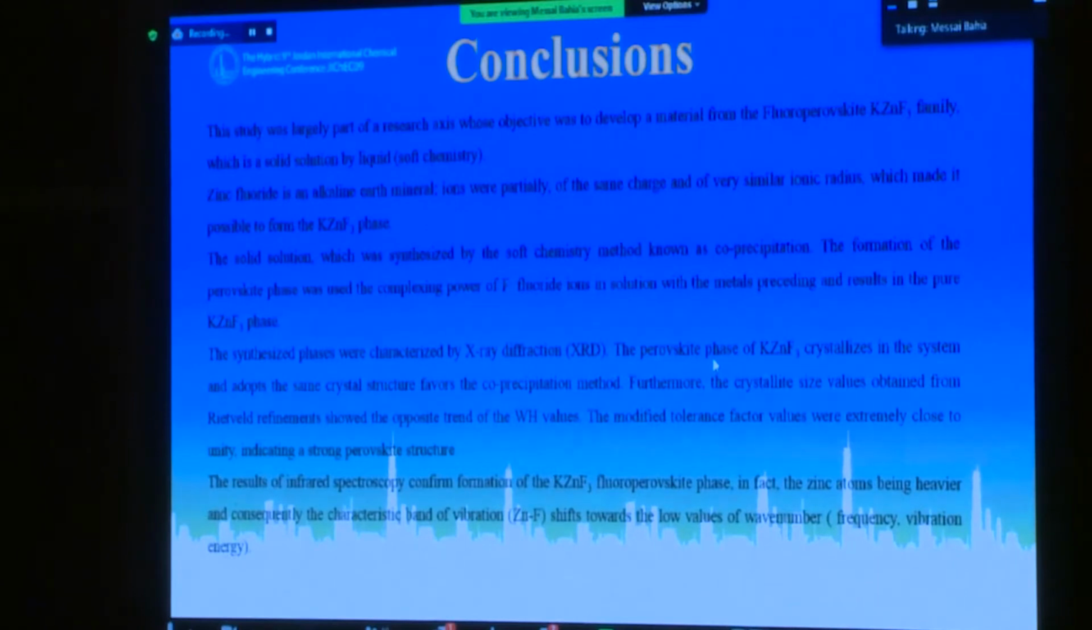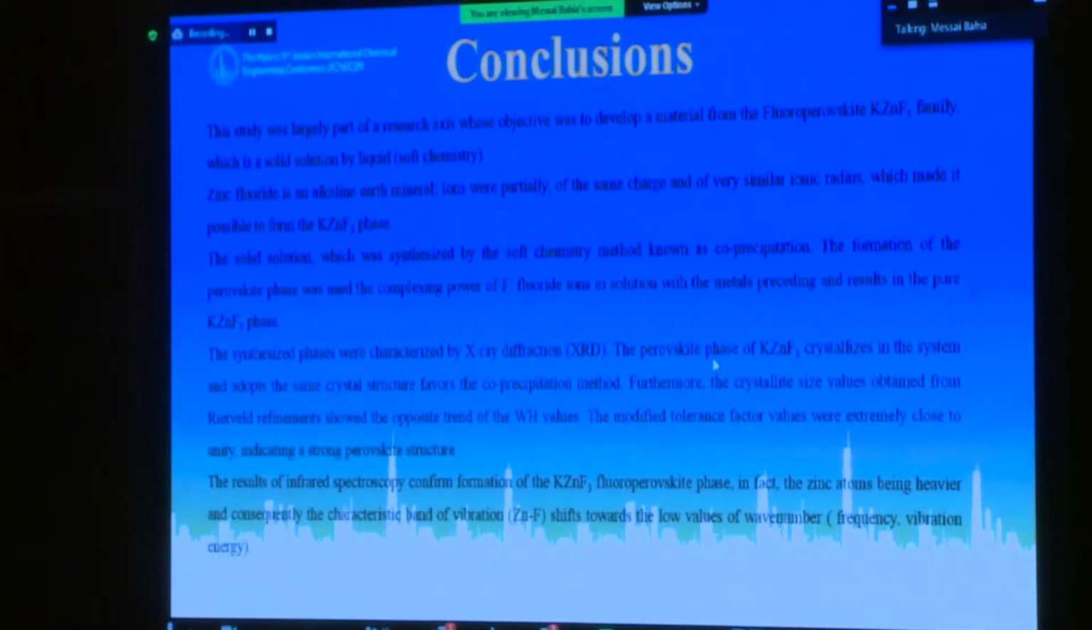The solid solution was synthesized by the soft chemistry method known as co-precipitation. For the formation of the perovskite phase, a complexing agent of the fluoride ions in solution with the metal precursor was used, and this results in the pure KZnF3 phase. The synthesized phases were characterized by XRD. The perovskite phase of KZnF3 crystallizes in the system and adopts the same crystal structure, which favors the co-precipitation method.